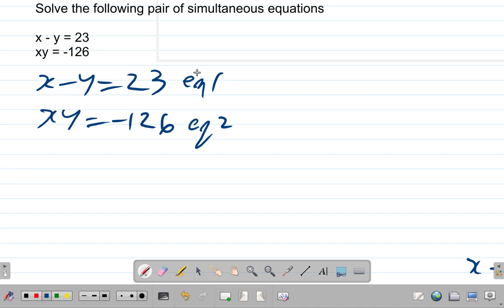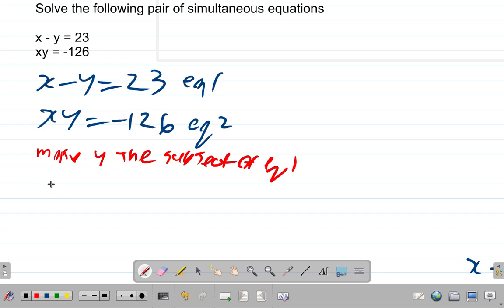You cannot solve equation 1 because you have two unknowns. There's x and there's y. You cannot solve equation 2 because you have two unknowns, x and y. What you can do, let us make y the subject of equation 1.